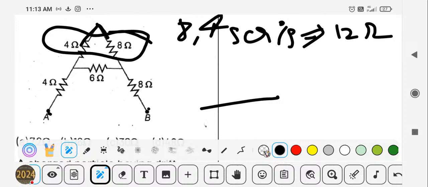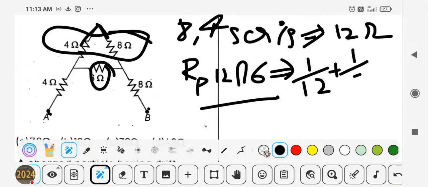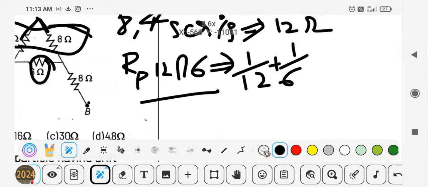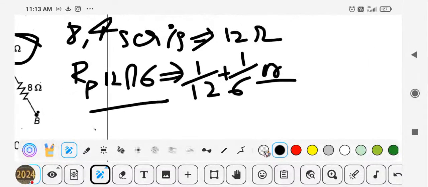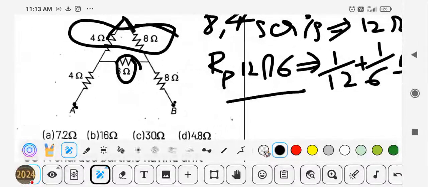Next, this 12 ohm and the given 6 ohm are in parallel, right? If they are in parallel, the RP for 12 and 6 will be 1 by 12 plus 1 by 6, or else you can say R1 R2 by R1 plus R2, that is 72 by 18, that will be 4. For those 12 and 6, the answer is 4.